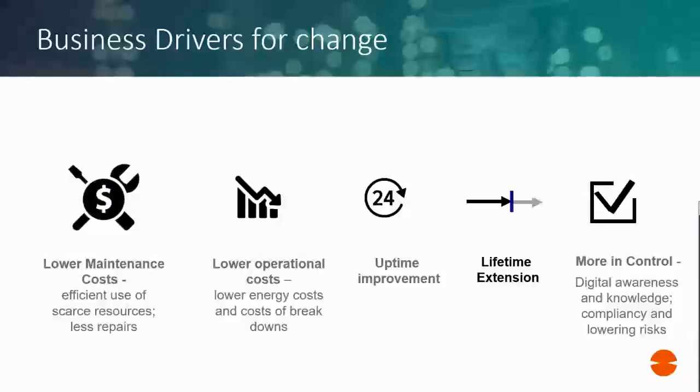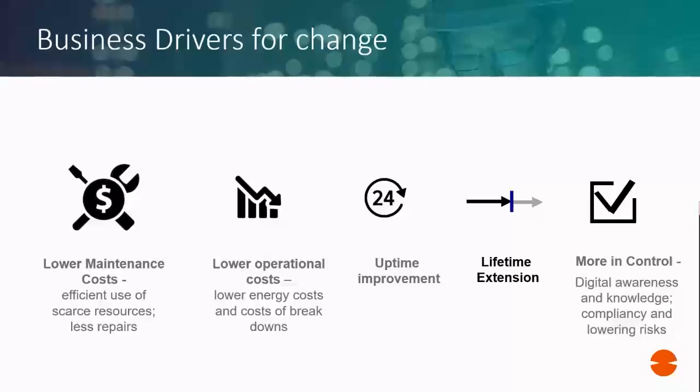So we see a drive for change, which is fueled by the diversity in the demand and supply, as well as the asset age. And the business drivers for change are obviously lowering maintenance costs and operational costs. But at the same time, we want to improve the availability and uptime and extend the remaining useful lifetime of our assets. And these are sometimes contradicting goals that cannot always be achieved.